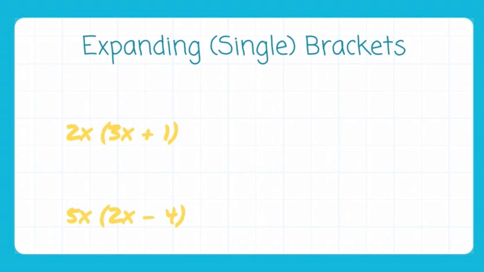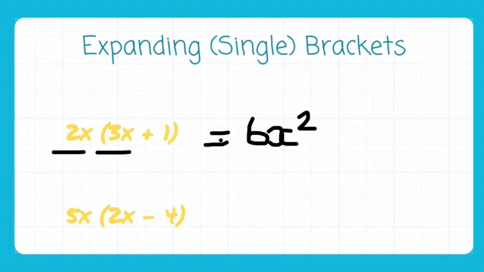Now, if we take a look at some slightly harder examples, you can see in these ones there's more than just x on the outside. One of them is 2x, one of them is 5x, but we do the exact same thing. So let's take this 2x, times it by 3x. That gives us 2 times 3 is 6, x times x is x squared. If we do the same thing again, 2x times by 1, it's a nice easy one, plus 2x, and that's all done.